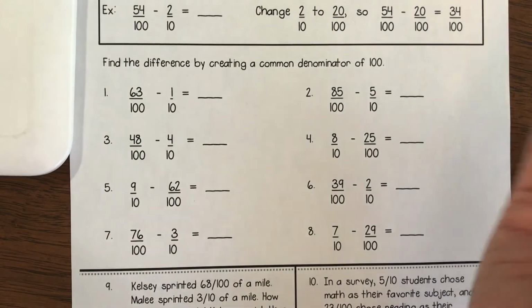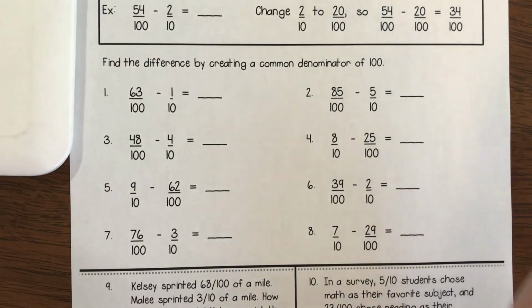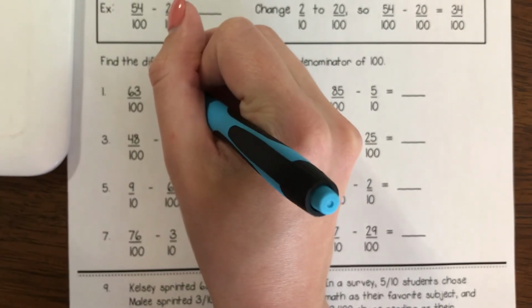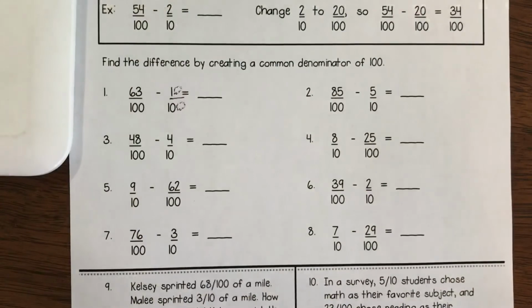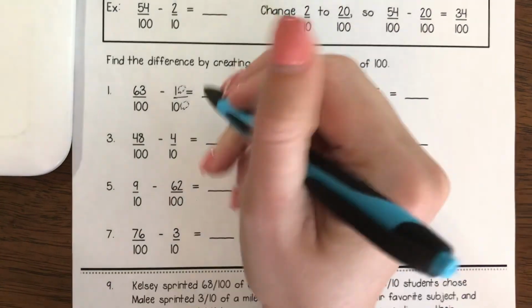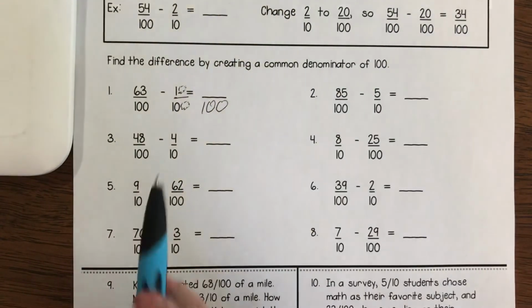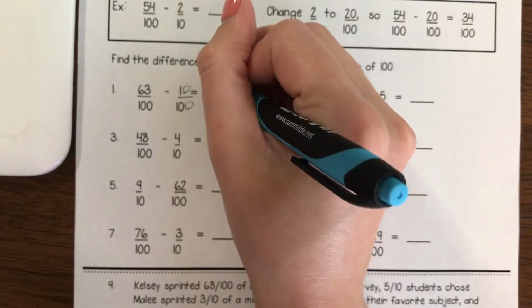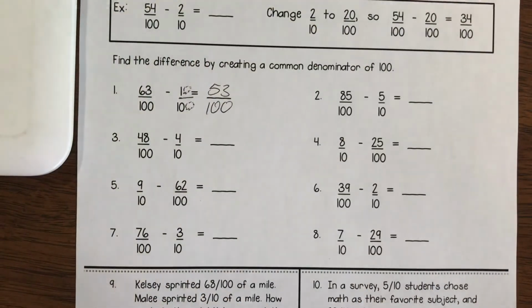So just like we did before, we're going to think about that multiplication of multiplying by 10 on the bottom, 10 on the top, to make it be 10 hundredths instead of 1/10. In subtracting, same thing. That denominator does not change, so it's going to stay as 100. 63 minus 10 is going to give us 53, and then that's where we're going to leave our answer.